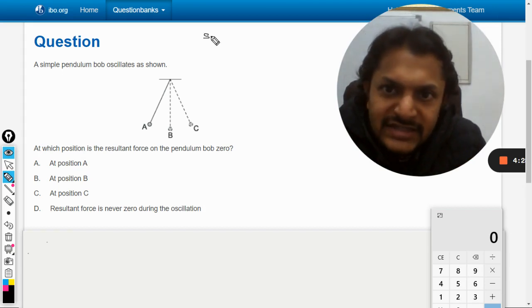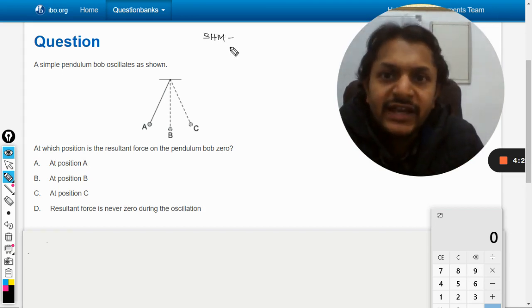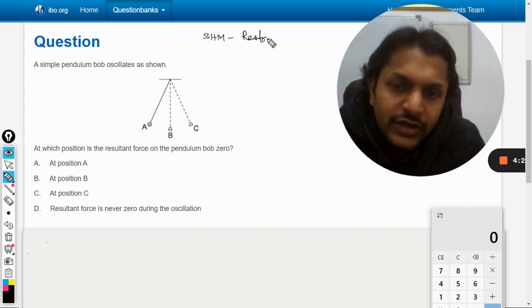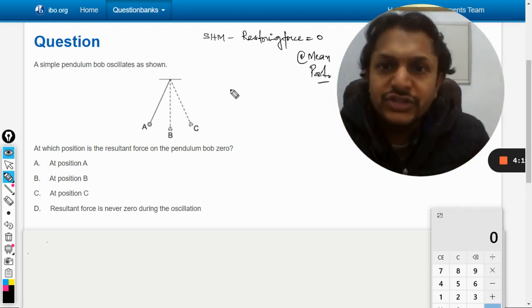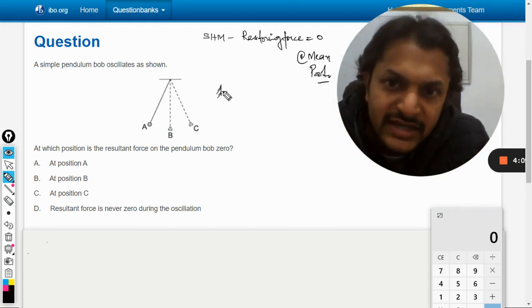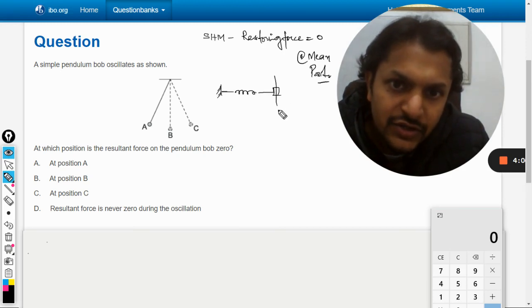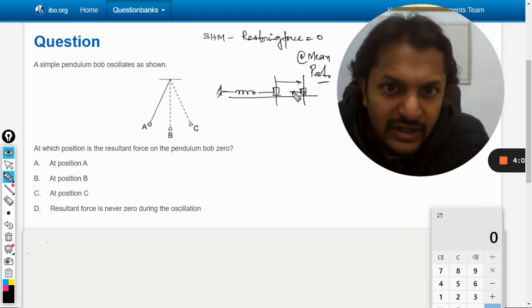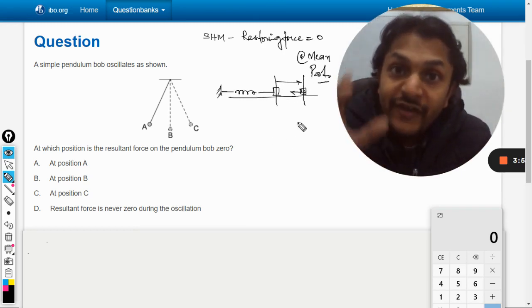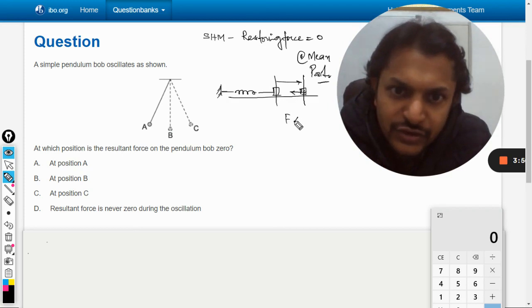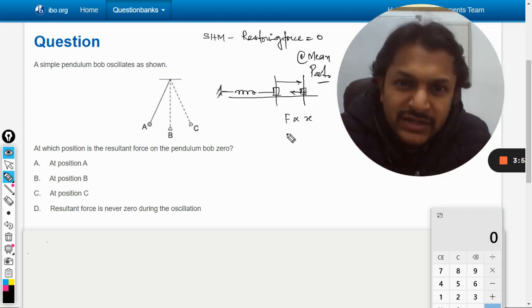As far as SHM is concerned, we are now sure about this thing that restoring force is always equal to 0 at mean position. For example, if we take the example of a spring, at the mean position the force will be 0, and if you go a little more, a restoring force comes into picture where Hooke's law is applied. The restoring force F is directly proportional to the negative of displacement. F is equal to minus kx, you can say.